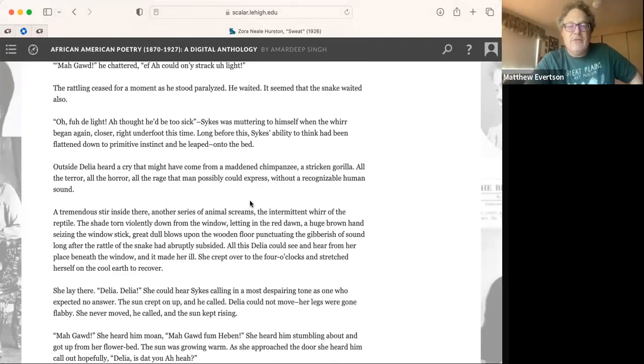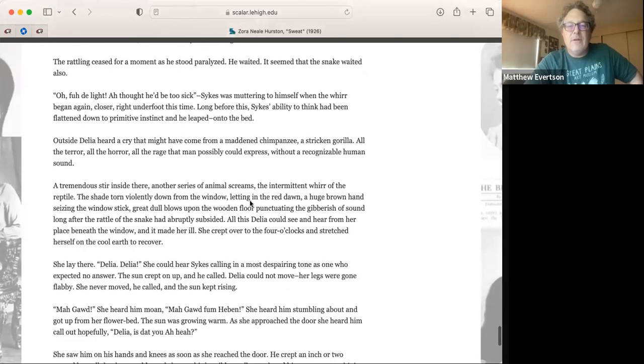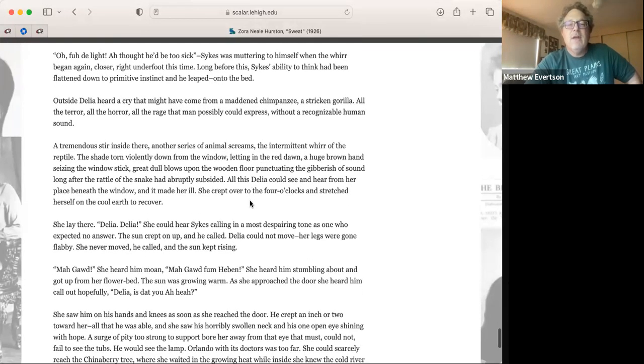"I thought I'd be too sick," Sykes was muttering to himself when the whir began again closer, right under his foot this time. Long before this, Sykes' ability to think had been flattened down to primitive instinct, and he leaped onto the bed where the snake is.